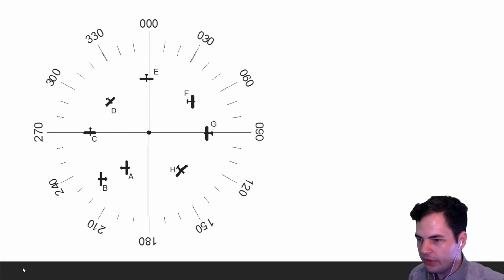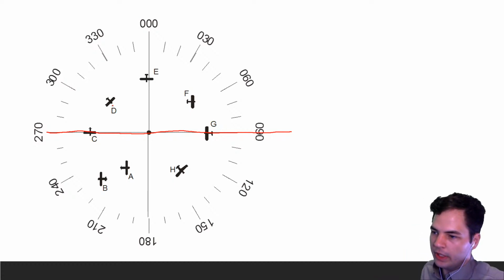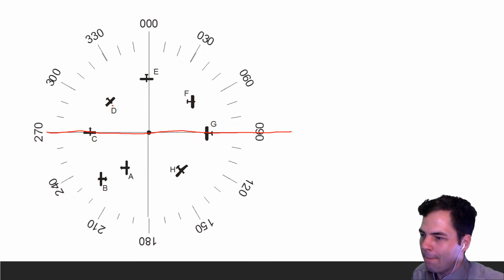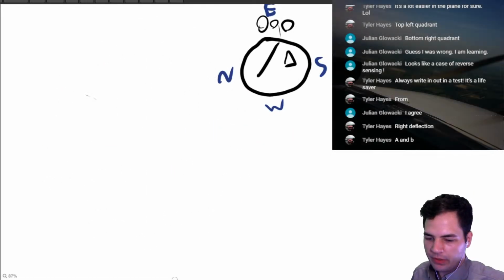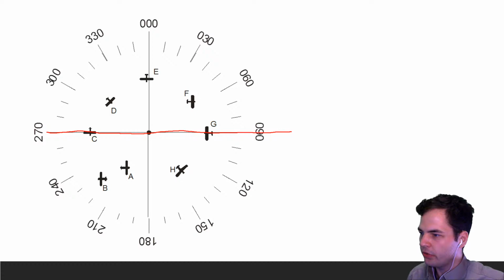So can I draw on this thing? I think yes. Okay, so 090, that's easy. Here's our radial here, and a left needle indication and a TO flag. So thinking about the left needle indication, that means if I was to go more to that left side of the dial, if I was to go more north, I would get to the radial, right? So that's very important to recognize here.